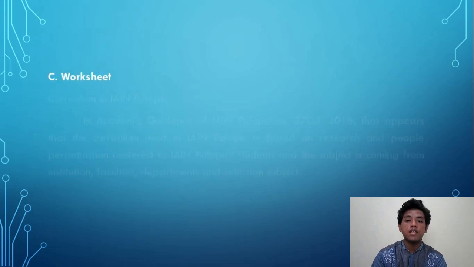The third point is worksheet. Definition of worksheet.